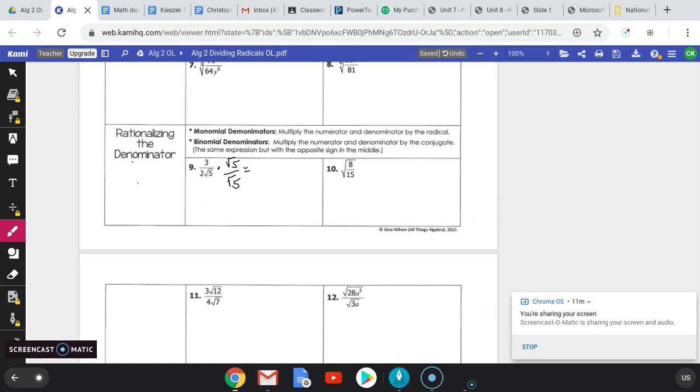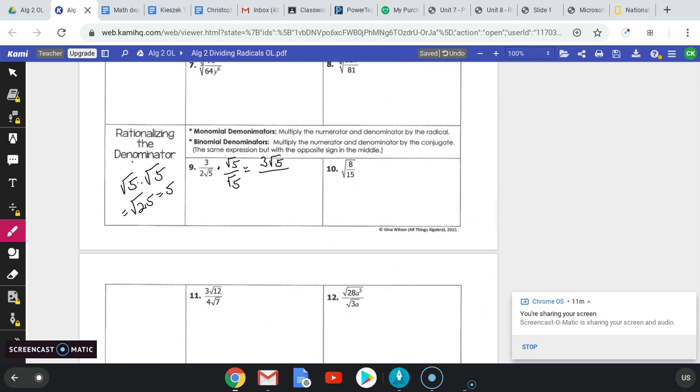Remember how to multiply fractions, you just multiply straight across. So 3 times square root of 5 is 3 square root of 5. And on the bottom, 2 square root of 5 times the square root of 5. Think back to the last lesson here. What happens if I take the square root of something times that same square root? For example, in this case, if I had square root of 5 times the square root of 5, what happens? Well, I get the square root of 25, which is just 5.